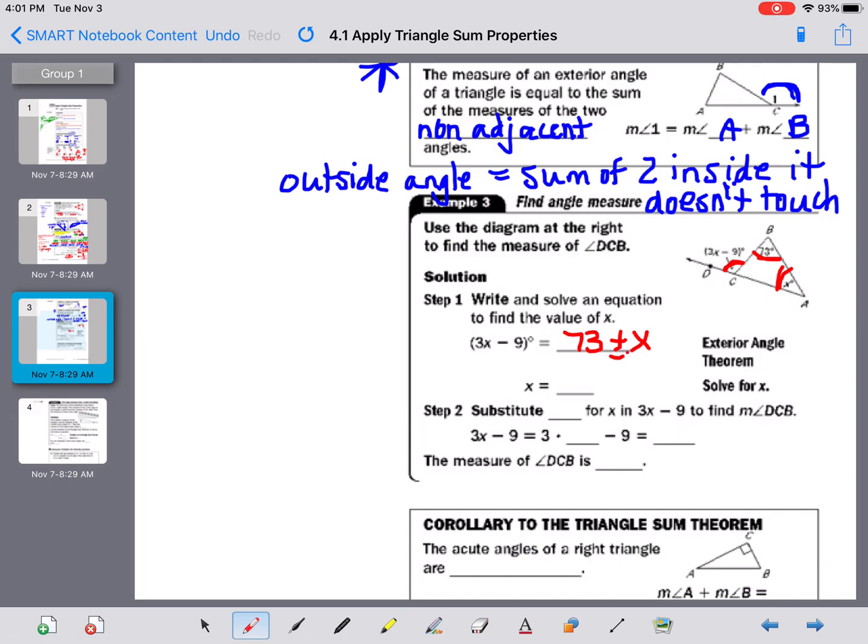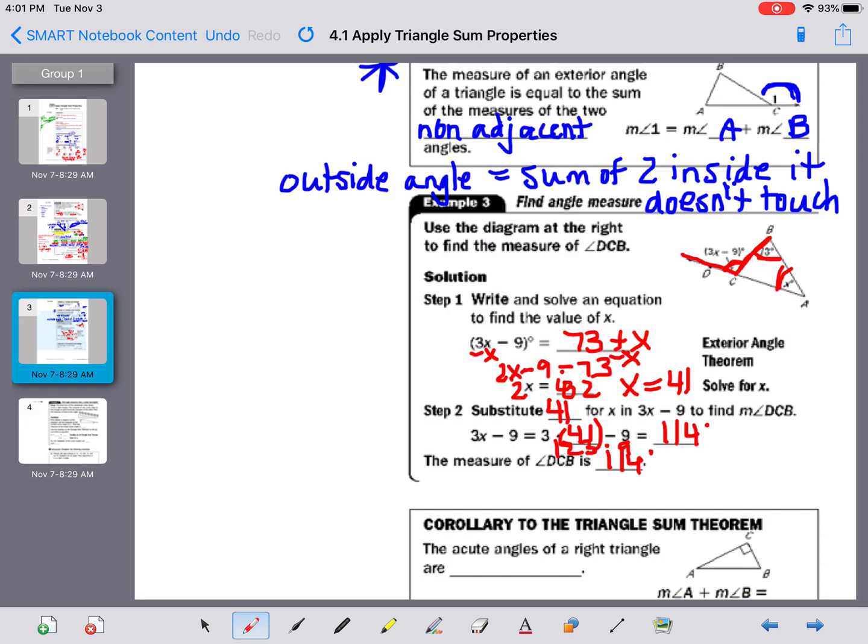Solving for x, subtract x on both sides. I get 2x minus 9 equals 73. Add 9, 2x equals 82, and divide by 2, and x equals 41. So when x equals 41, then we get that. Now, they ask us to find the measure of DCB out here, so I'm actually going to plug my 41 back in. So I do 3 times 41. That's 123. Minus my 9 will leave me with 114. Okay.